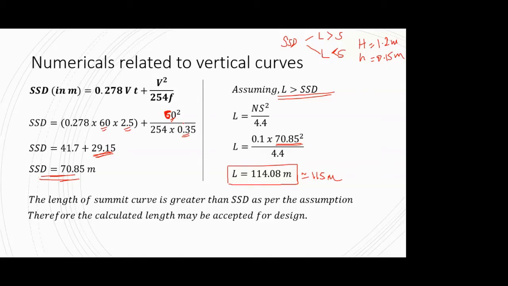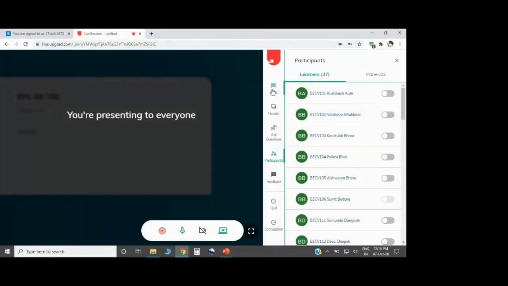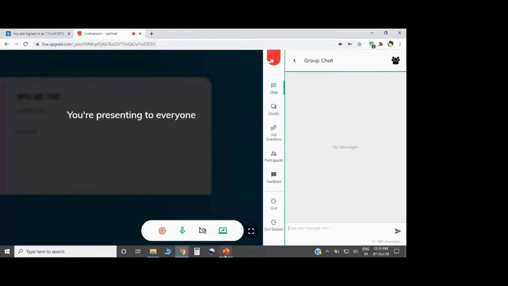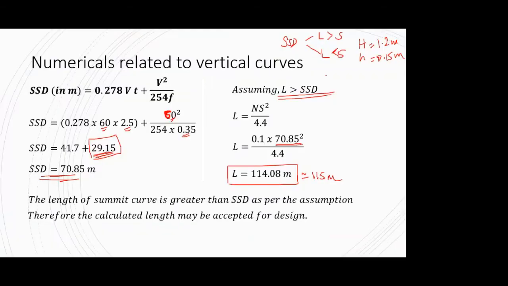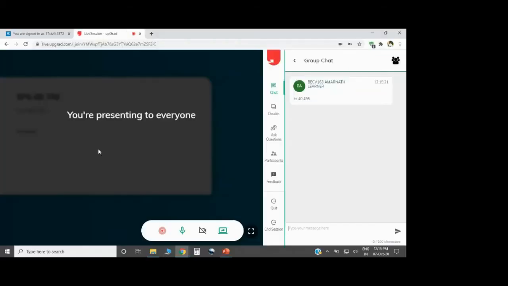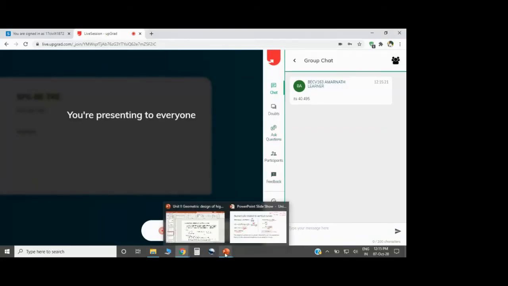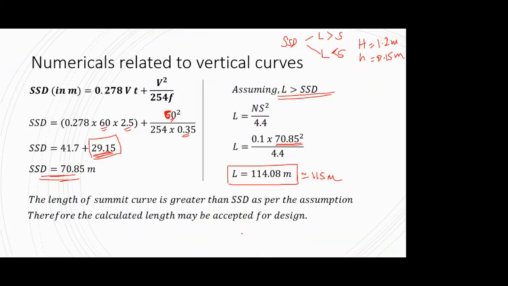Has anyone cross-checked this value? You can just type it in the chat box whether this value is correct or not. 29.15. I hope you are solving the numerical side by side. Just let me know whether this value is correct. 60 we have taken. So is this 29.15 correct or not? Okay, so the value is also wrong. I'll just calculate again at my end for cross checking.